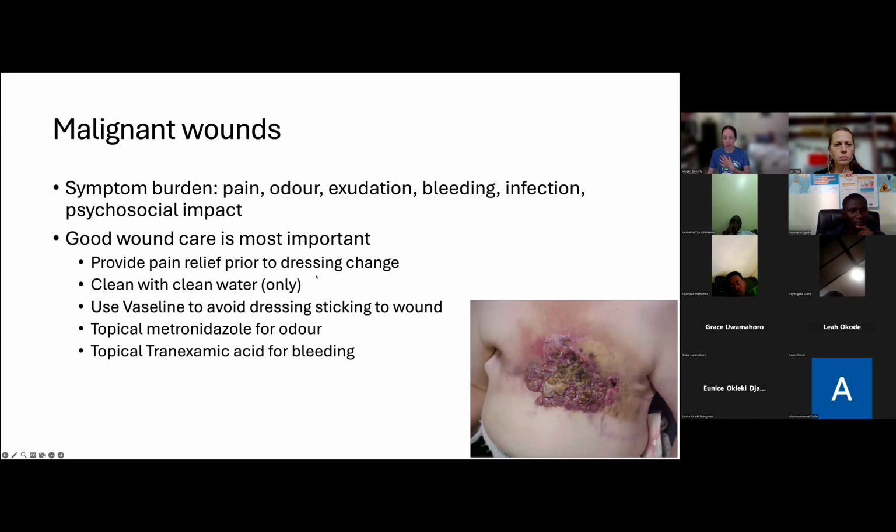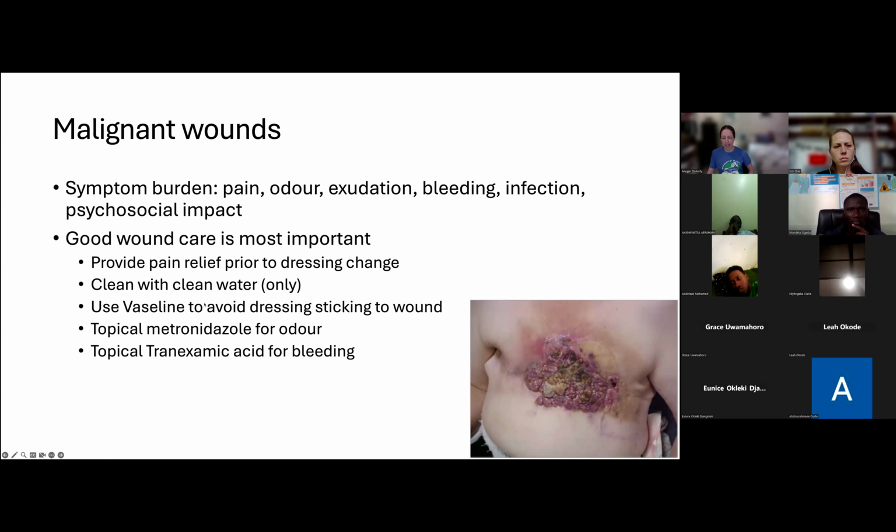We clean the wound with only clean boiled water or sterile water, because this is the least painful, and also it keeps the skin healthier. We don't use betadine or povidone or anything that is cytotoxic. Those things should not be used on open skin or wounds.